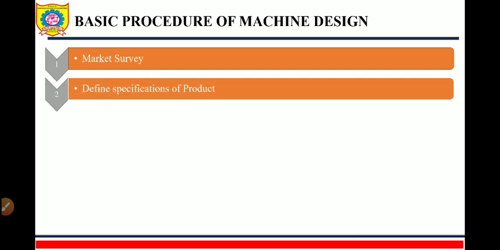Second, define specifications of product. After doing market survey, we will come to know which machine has to be designed to satisfy the need of society. Then we have to design the machine with certain specification. Without specification, we cannot manufacture the product. Specification may include its capacity, its size, its shape, etc.